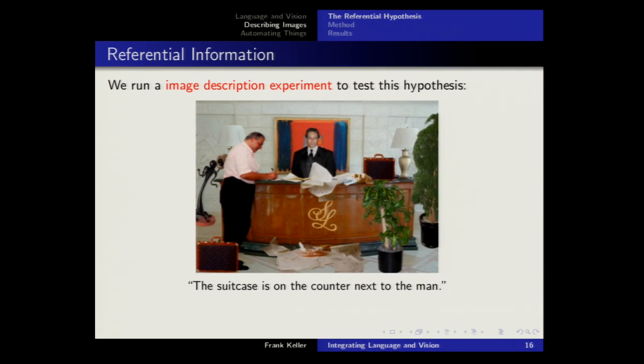So we got participants in front of the screen. They looked at images just like this. They were prompted with a cue word, in this case, suitcase. So basically, here's an image, talk about the suitcase. And then they had to produce a sentence. For example, they said, the suitcase is on the counter next to the man.